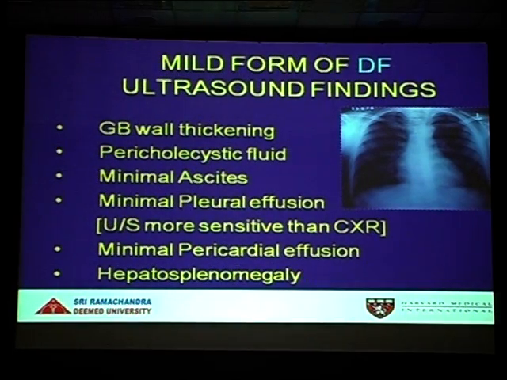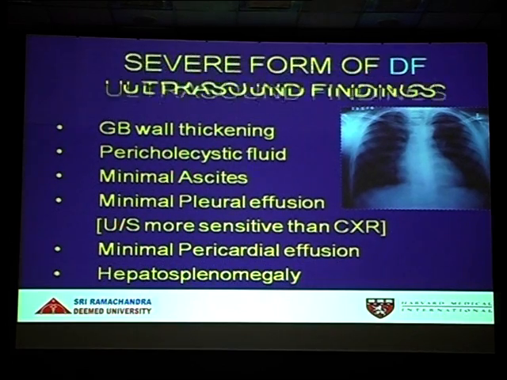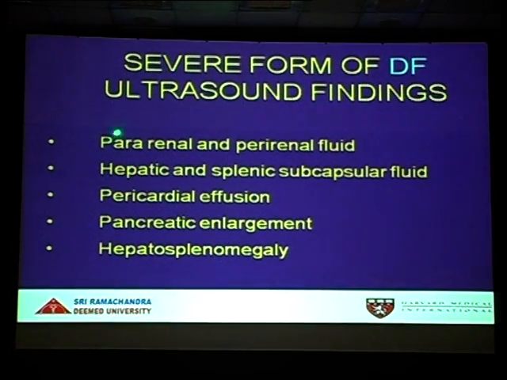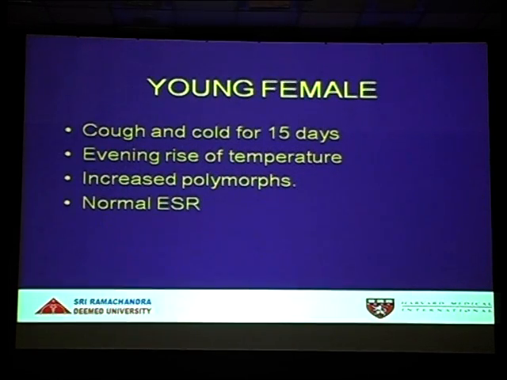So these are all the findings in a mild form. You'll have a minimal ascites, minimal pleural effusion, and a minimal pericardial effusion. Sometimes you may get hepatosplenomegaly. And in severe form, you'll have pararenal and perirenal fluid, subcapsular fluid, pericardial effusion, pancreatic enlargement, hepatosplenomegaly. Sometimes because of the bleeding, we may see hyperechoic areas in the liver, spleen, or in the kidneys.